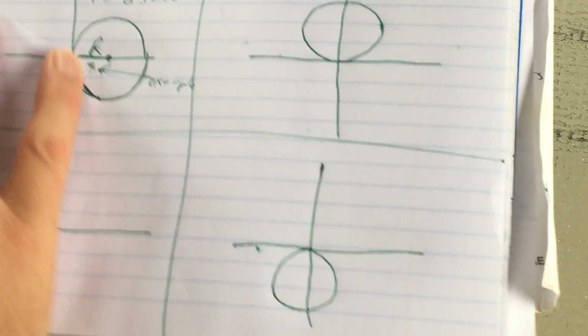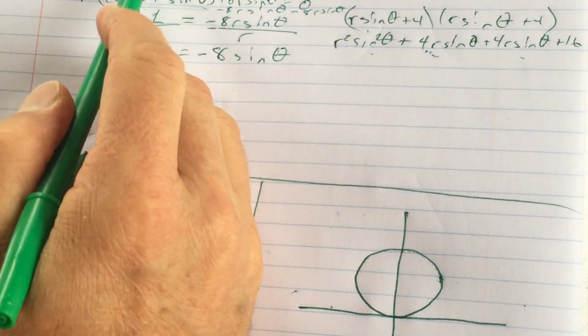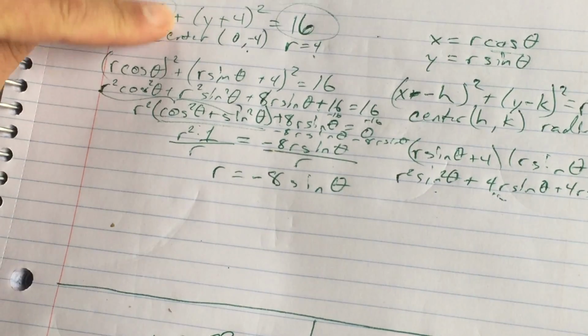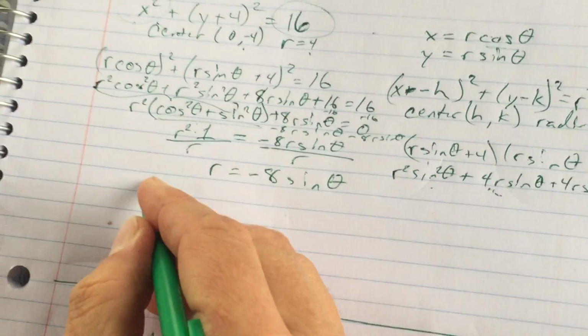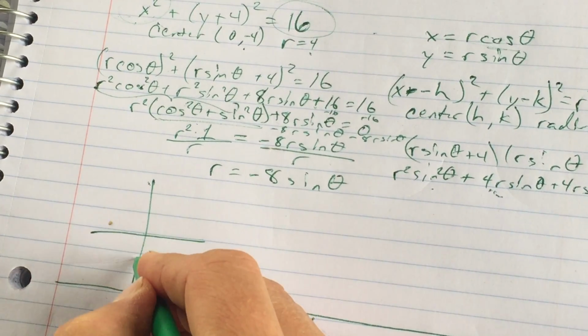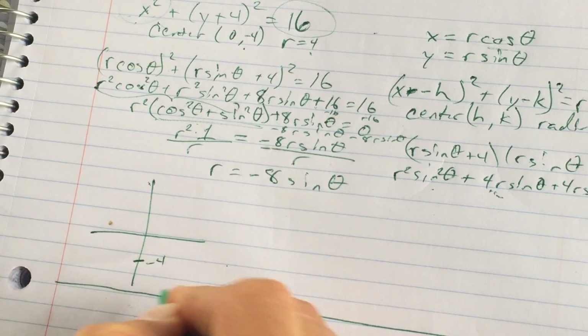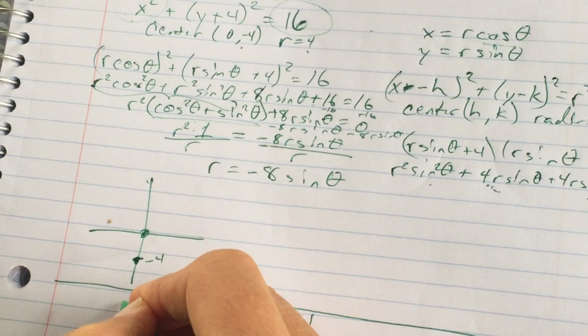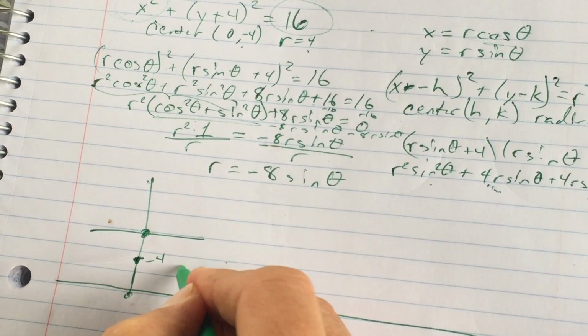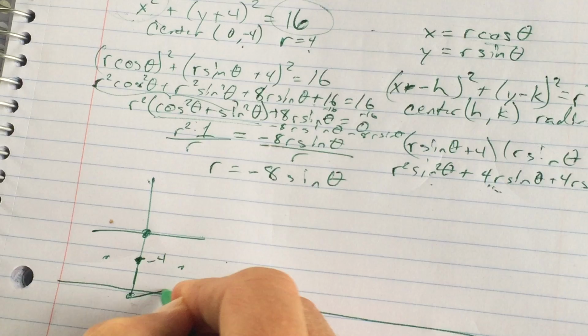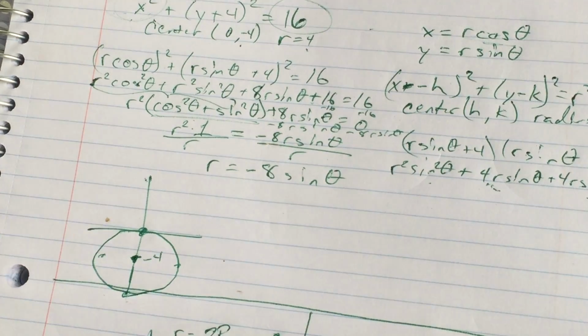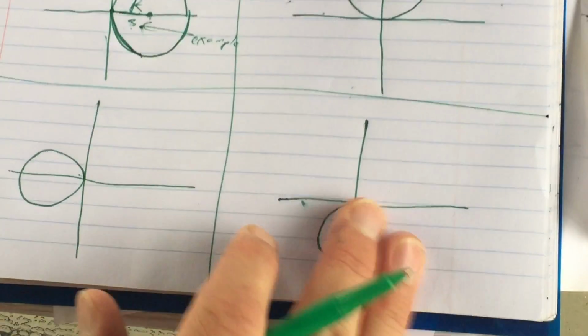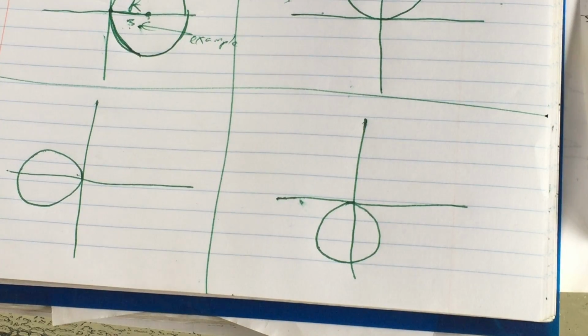Now, this problem right up here, we know that the center is at (0, -4). And we know our radius is 4, so that means it goes up 4 and down 4 and over 4 and over 4. And so we get our circle like so. And so this one really looks like that. And we just saw what happens.